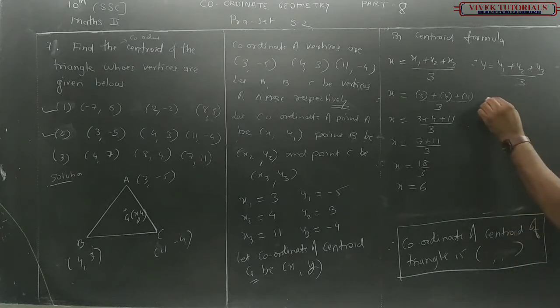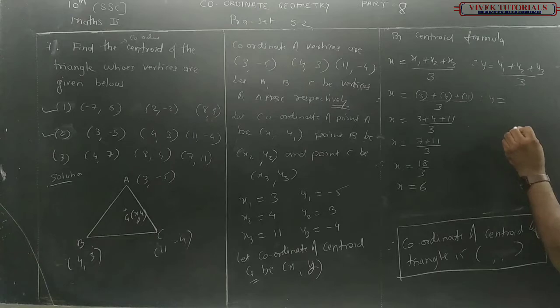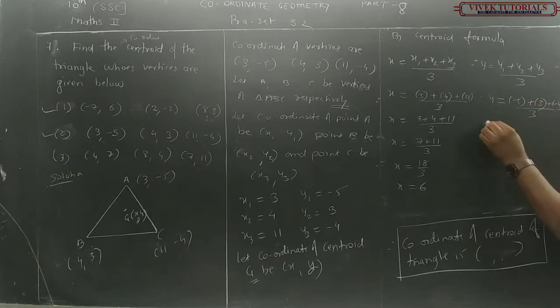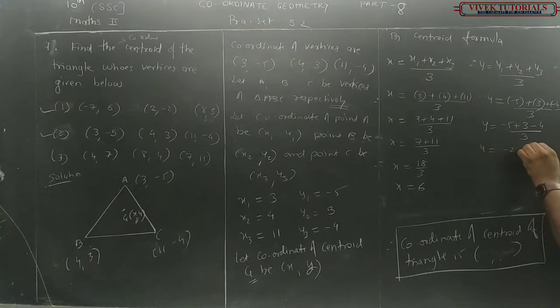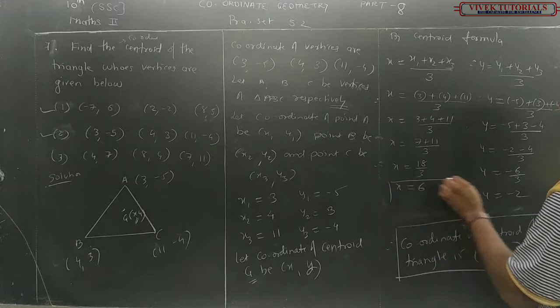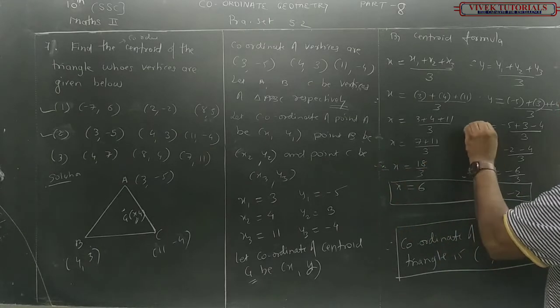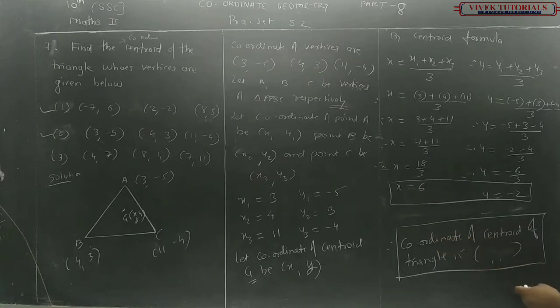And if you see, y is equal to the value of y1, minus 5, plus 3 and plus minus 4 upon 3. So y is equal to minus 5 plus 3 minus 4 upon 3. y is equal to minus 2 minus 4 upon 3. y is equal to minus 6 upon 3. y is equal to minus 2. So we got the value of x and y, and this is the coordinate of the centroid. The coordinate of the centroid of the triangle is 6, minus 2. Copy it down properly.